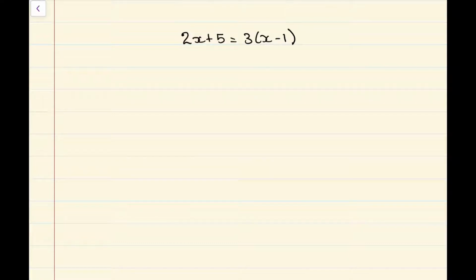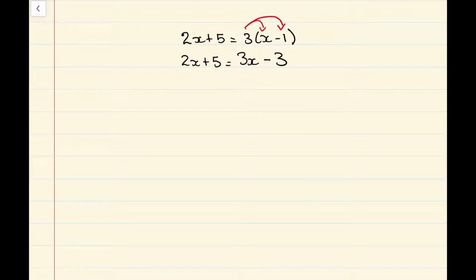So let's get to it. Let's just bring these down and get to it. So we're going to have 3 into x, which is 3x. And we're also going to have 3 into negative 1, which is negative 3. And that's just simply how we remove the brackets. So now let's solve for x by bringing the variables with x's on one side of the equation and keeping the constants on the other side of the equation.